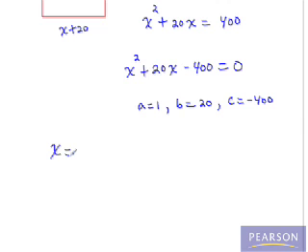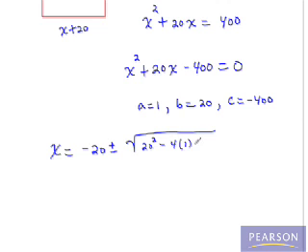Using the formula, x equals negative b, which is 20, plus or minus the square root of b squared, 20 squared, minus 4 times a, times c, negative 400, all of that over 2 times a, which is 1, so we get 2.